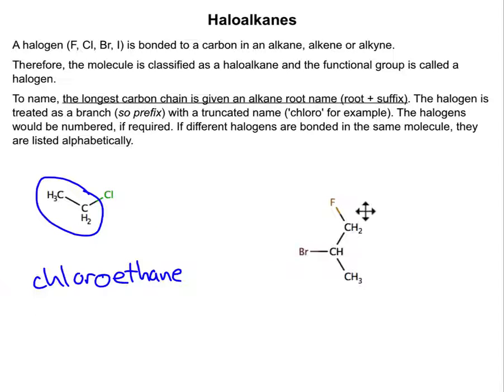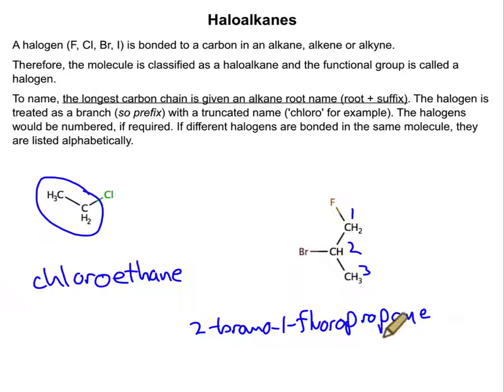In this case, we have a 3-carbon molecule, so that is a propane, but we have 2 different halogens. Now we minimize position, so we're going to start numbering from here. So there's my numbering for the carbon. On carbon 1 we have a fluorine, on carbon 2 we have a bromine, but we list them alphabetically. So this is going to be 2-bromo, 1-fluoro, propane.